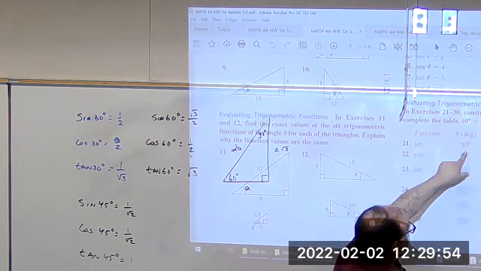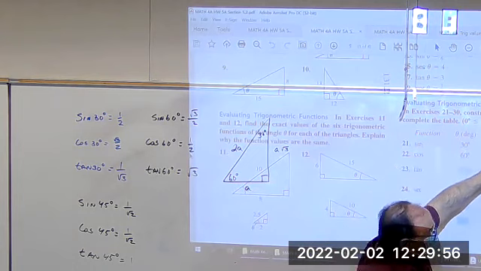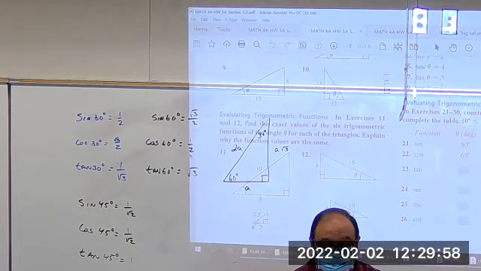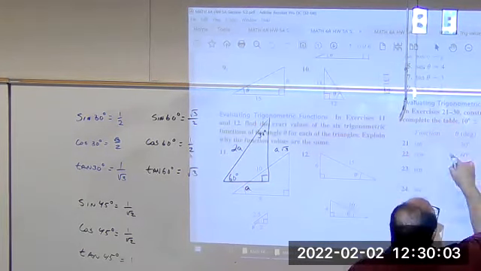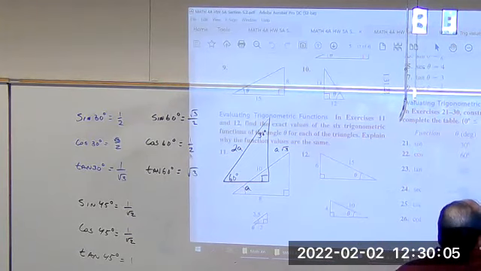Find the sine. The angle's 30 degrees, convert it into radians. So 30 degrees in radians is pi over 6. And then what is the sine of 30, or the sine of pi over 6? That's what they want here.